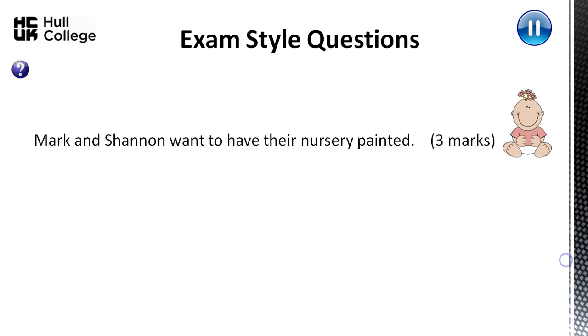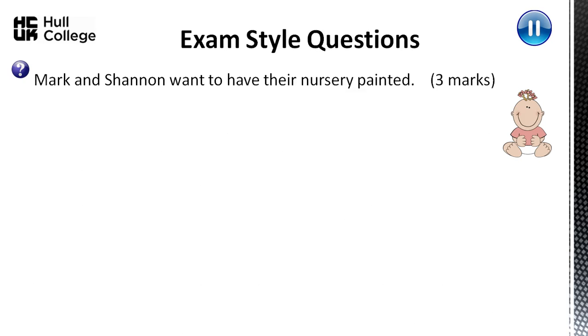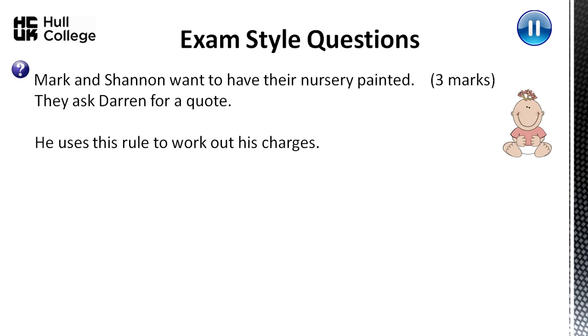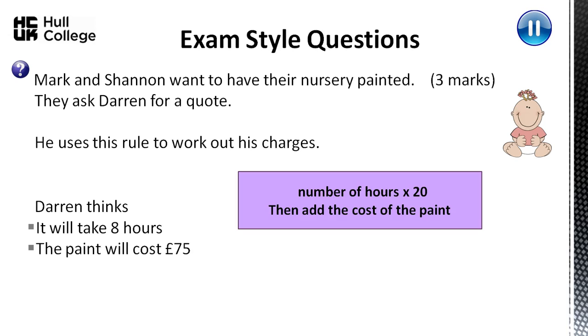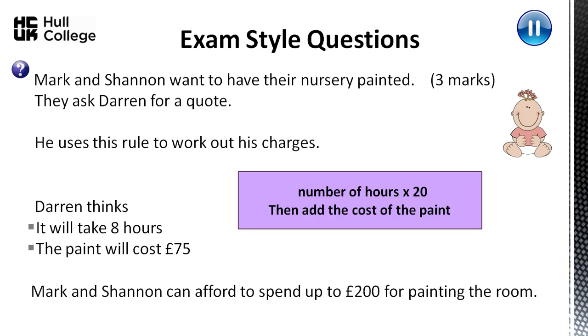Question 3. Mark and Shannon want to have their nursery painted. They ask Darren for a quote. He uses this rule to work out his charges. Number of hours times 20, then add the cost of the paint. Darren thinks it will take 8 hours. The paint will cost £75. Mark and Shannon can afford to spend up to £200 for painting the room. Can they afford Darren's quote? This question is worth 3 marks. Pause the video while you answer the question.